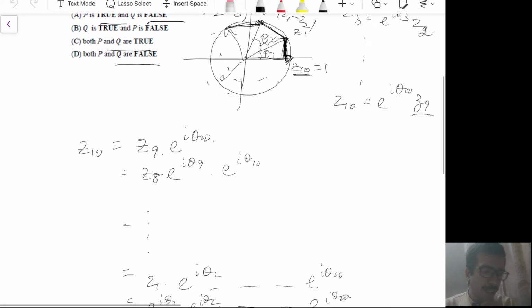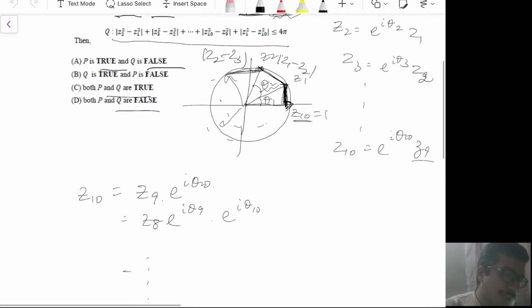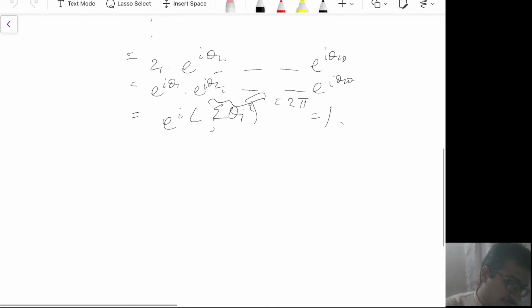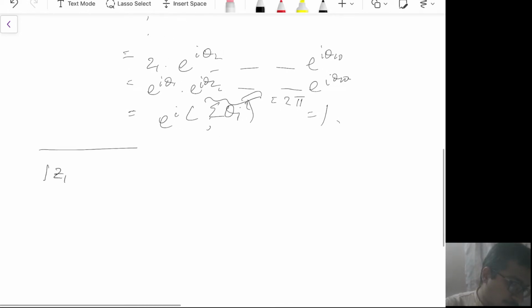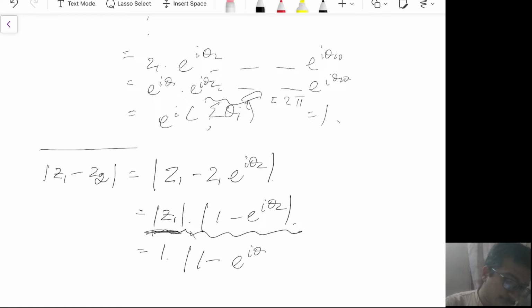So now if we see, suppose I look at the chord joining say Z1 and Z2. So mod of Z1 minus Z2. So now we know that Z2 is going to be Z1 times e to the power i theta 2, right? And we have Z1 times 1 minus e to the power i theta 2. So notice that all these points lie on this unit complex circle, right? So all these Zi's have modulus 1. And now we have to compute these values, right?